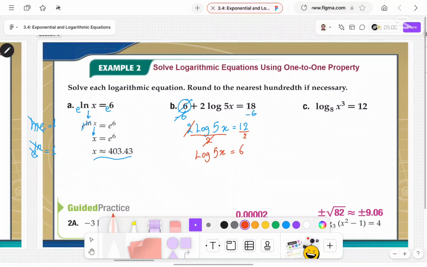Now, if you remember, when I have a question similar to this, I can convert it to exponential. So now let's convert it to exponential. What's the base here? When I have no base, this is common logarithm.